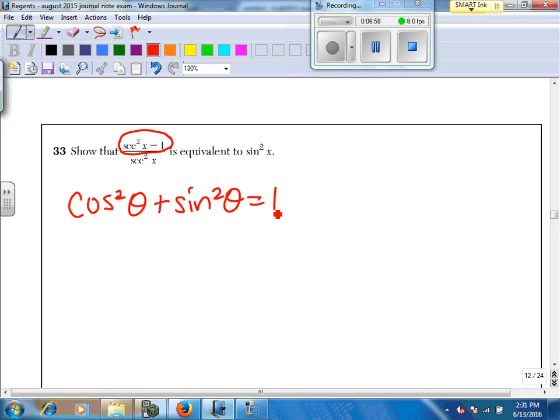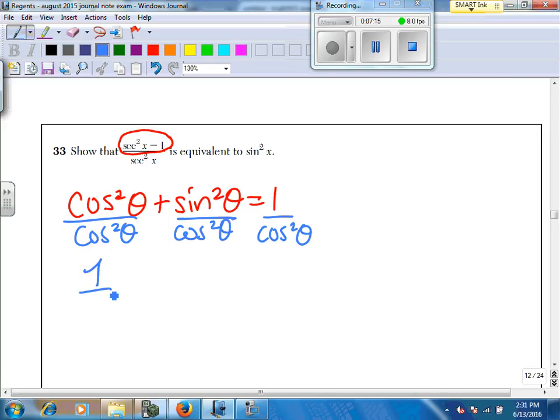That one you need to definitely know. But if we want to get secant squared, well, secant squared is 1 over cosine squared. But if I divide that by cosine squared, I need to divide everything by cosine squared. Cosine squared over cosine squared is 1. Sine squared over cosine squared is tangent squared. And 1 over cosine squared is secant squared.